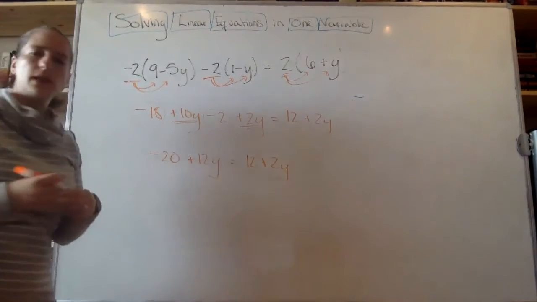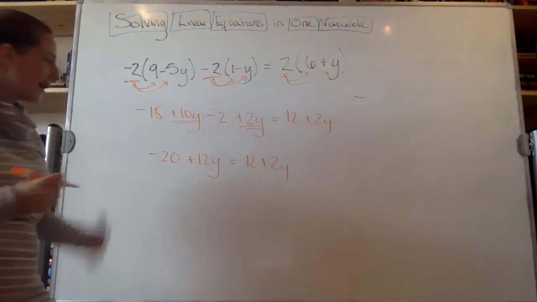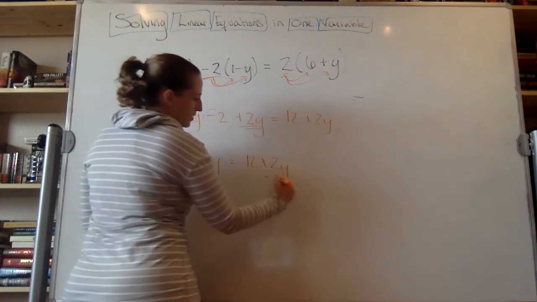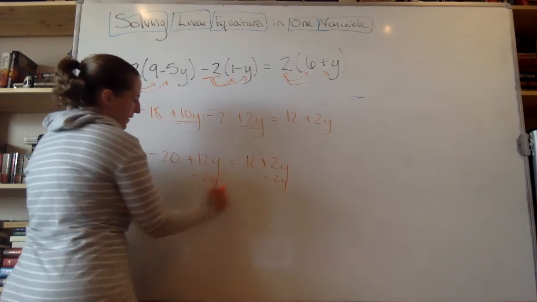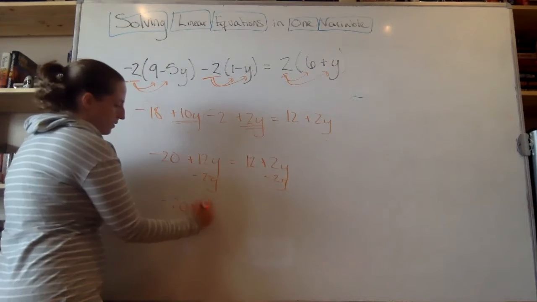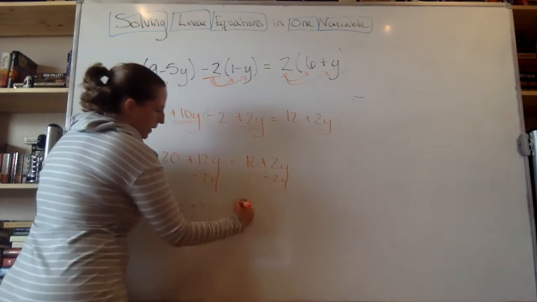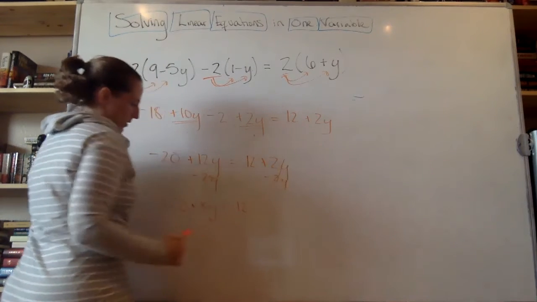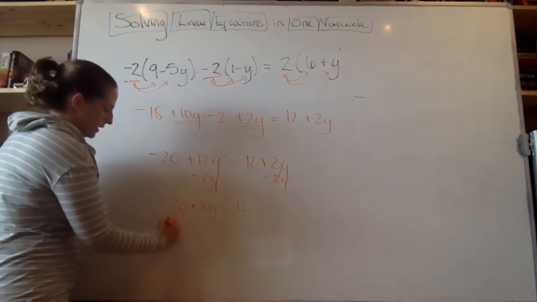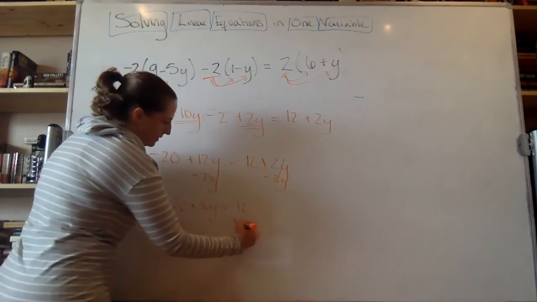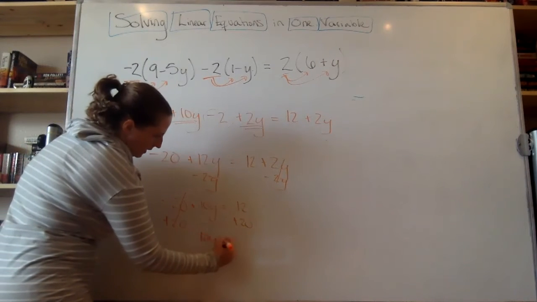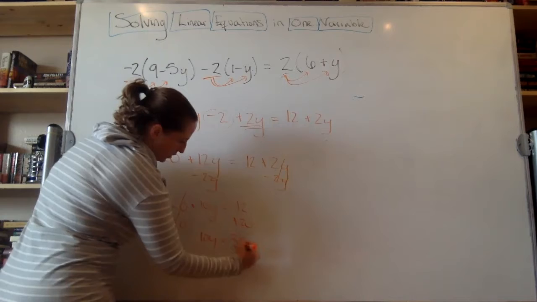So our next step is we're going to get all of our y's on one side and all of our not y's on the other side. I'm going to move my y's over here. I've added 2y. To undo that, I'm going to subtract 2y from both sides. That'll leave me with -20. 12y minus 2y will be 10y equals 12. 2y and -2y cancel. Now I'm going to move my 20 over. It's a -20 or subtracting 20, so I'm going to add 20 to both sides. -20 and +20 cancel, leaving me with 10y equals 12 plus 20 is 32.